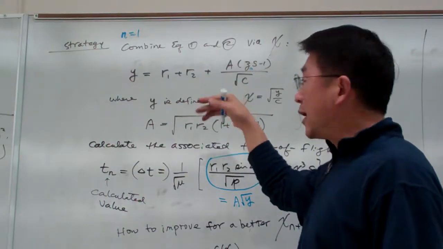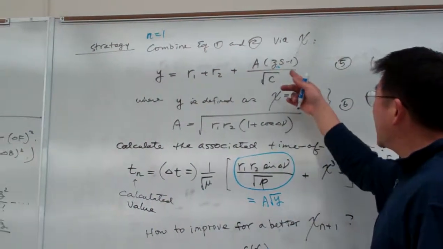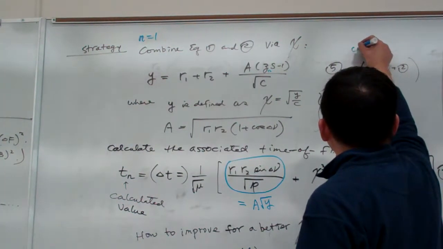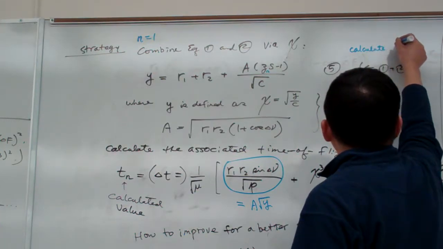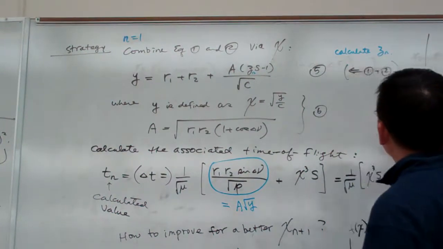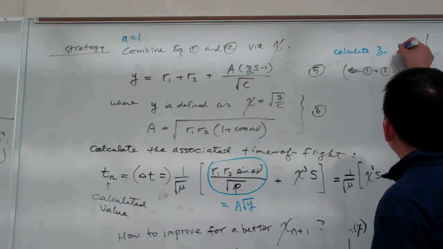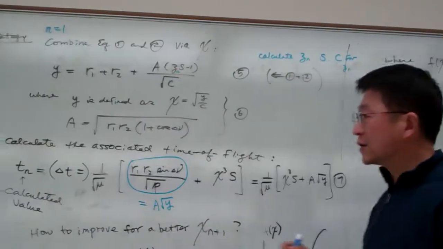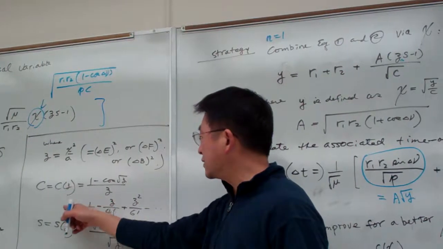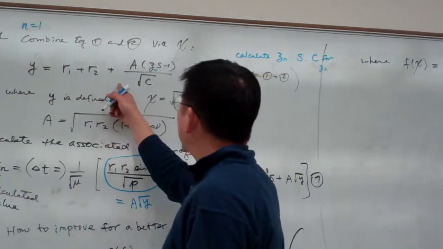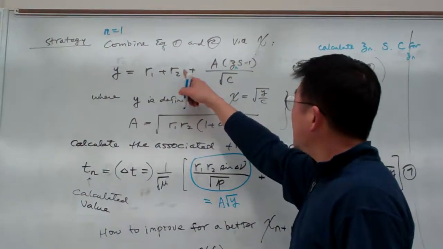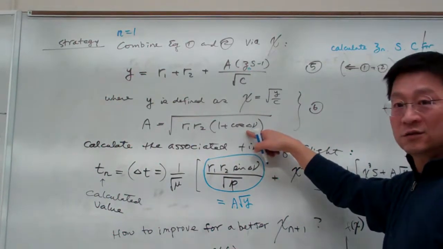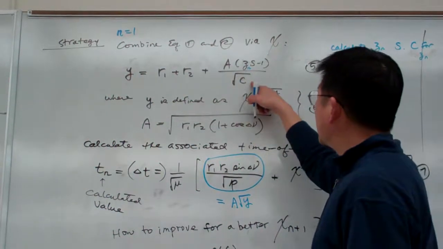Initially, we need to start with n equal to 1, then we calculate Zn, and S and C for Zn. Z and S are functions, so whatever the Zn is, you do that one. Right now we have R1 and R2 given. And what is A? A is a given constant. So to here, this should be fine.